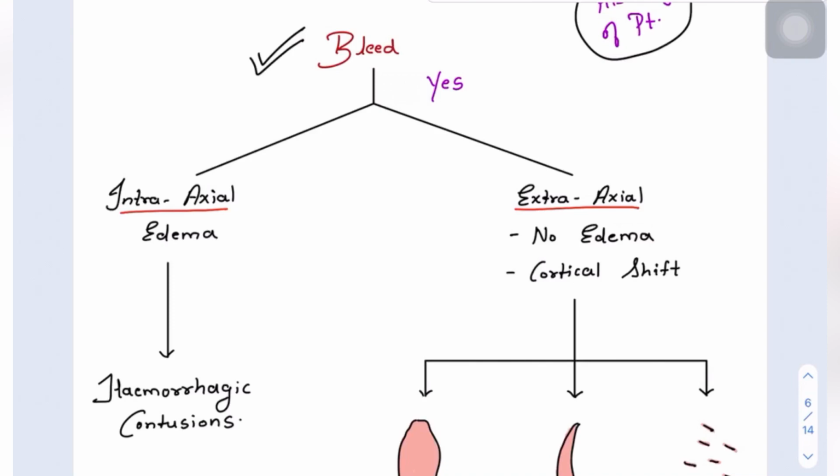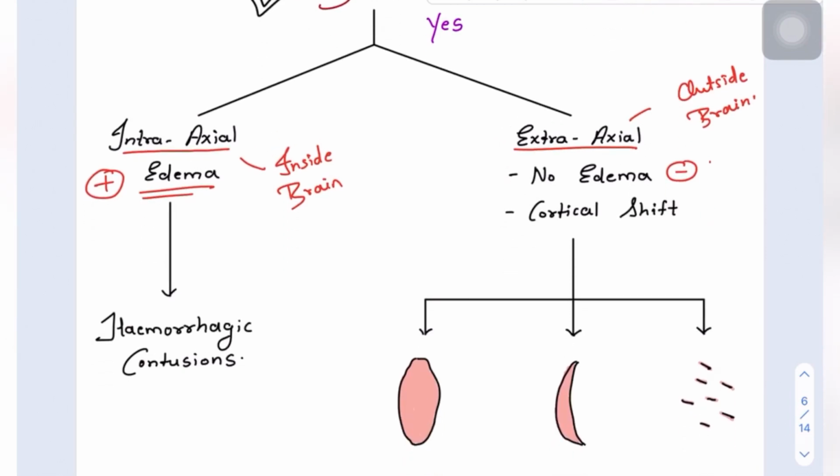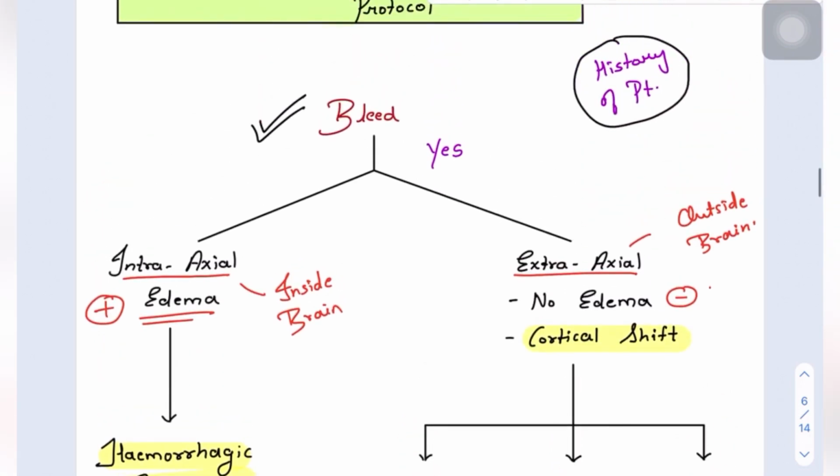Intraaxial means inside brain. Extraaxial means outside brain. In intraaxial, the edema is present around the bleed. So edema is present in intraaxial, but in extraaxial there is no edema. In intraaxial, you will get the hemorrhagic contusions, but in extraaxial you can see the cortical shift. I will explain to you what is cortical shift here.